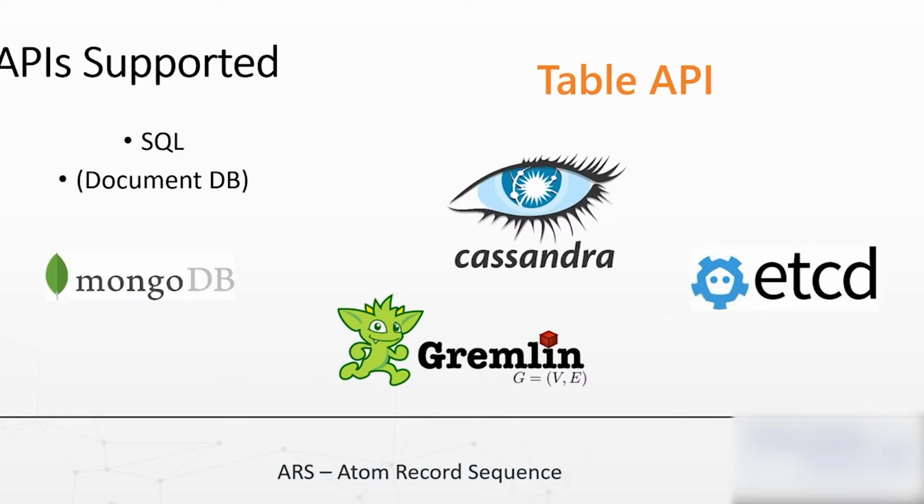Another API is a graph database API. So Gremlin is for a graph database like Neo4j or something along those lines. And again, underneath, it's storing the node and edge data in that Atom record sequence, but it allows you to interact with it like a graph database if that's what you want to use.